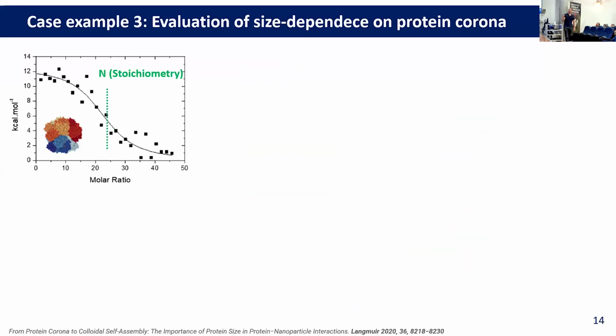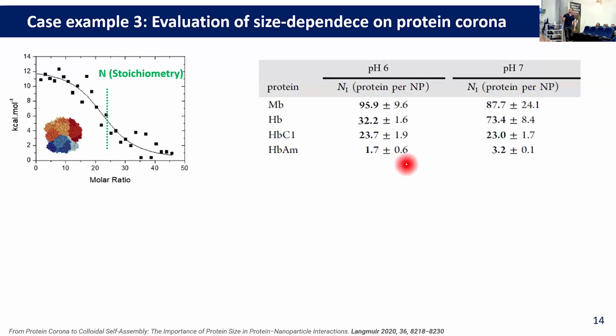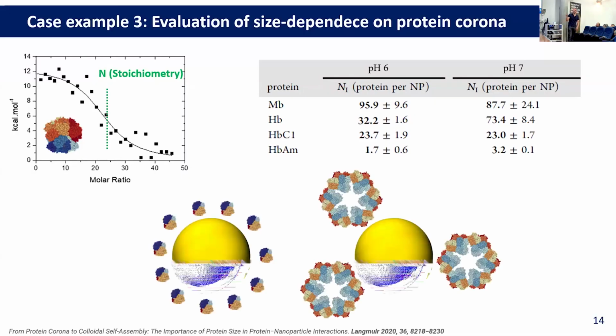Also the stoichiometry. This is pretty straightforward. They saw that for proteins that were much smaller, at both pHs, the stoichiometry was much higher. This is quite straightforward. So bigger proteins can attach less onto the nanoparticle.